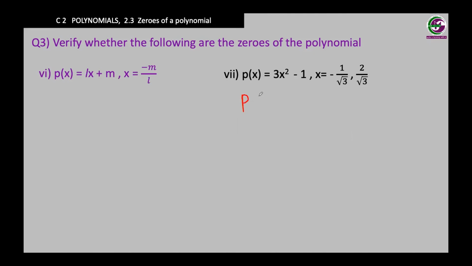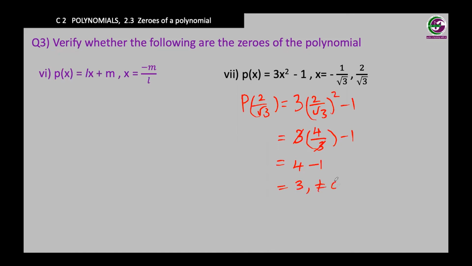P of 2 by root 3 is equal to 3 bracket 2 by root 3 power 2 minus 1. We expand the power, so it is 4 by 3 in the bracket minus 1. 3 in the numerator and denominator get cancelled, so it is 4 minus 1, 3, which is not equal to 0. So we say that 2 by root 3 is not a root or not a 0 of the polynomial.